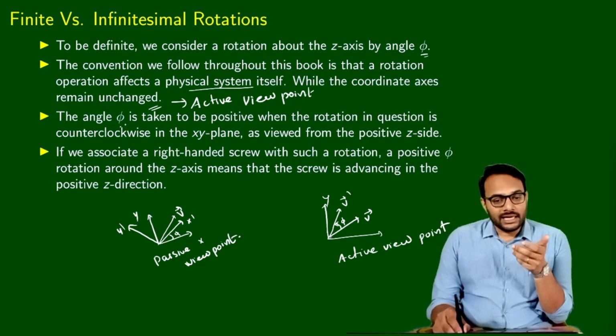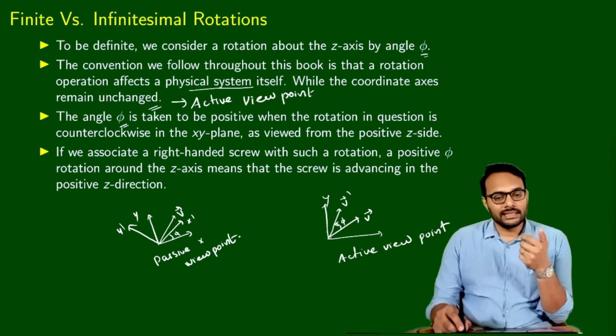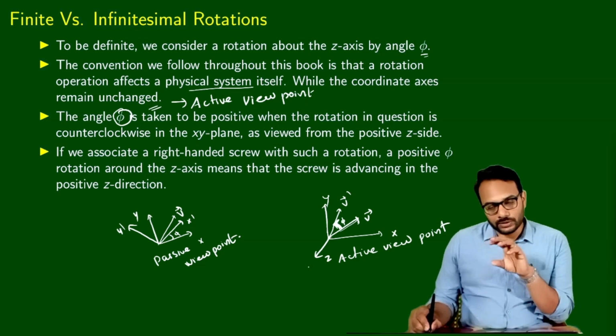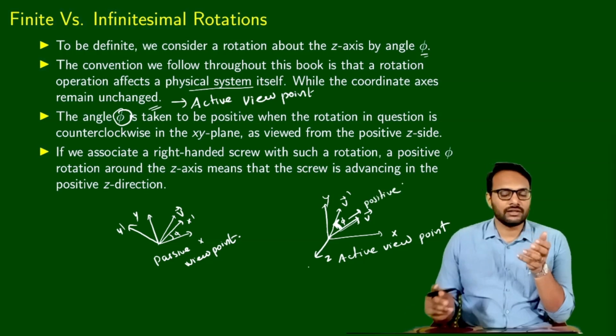Now also, the angle phi is taken to be positive when the rotation is in the counterclockwise direction. So if we are talking about a rotation about the z-axis, then the positive angle corresponds to a rotation in the counterclockwise direction, which is denoted here. This is the positive z-axis, and this is the xy plane. So the rotation is in the xy plane, and when viewed from the side of the positive z-axis, the rotation is in the counterclockwise direction. In this case, we say that phi is positive. So this is the convention we shall be following.